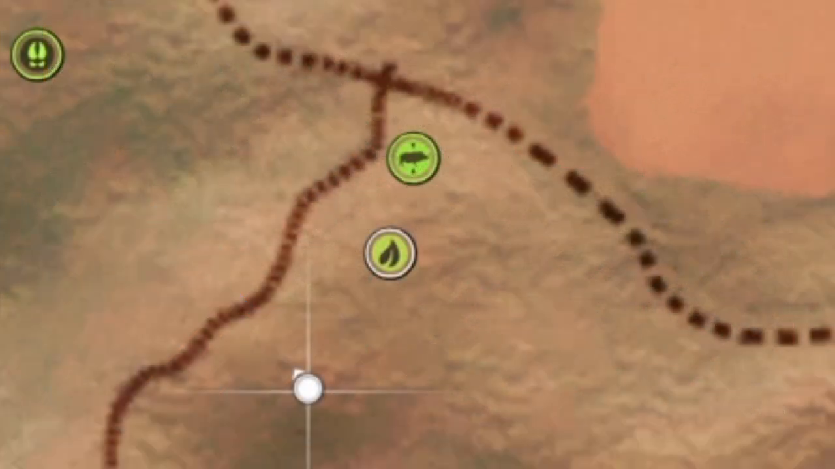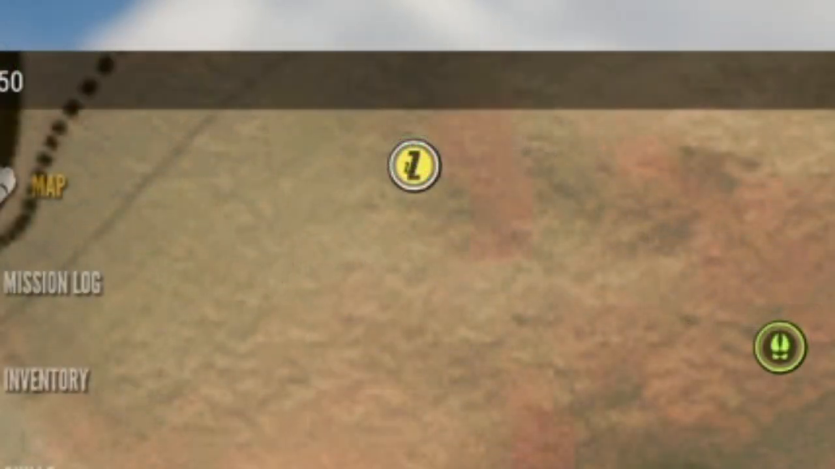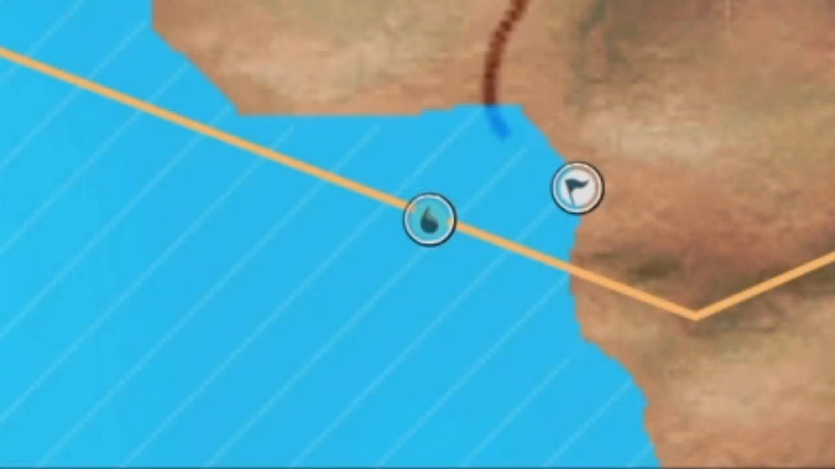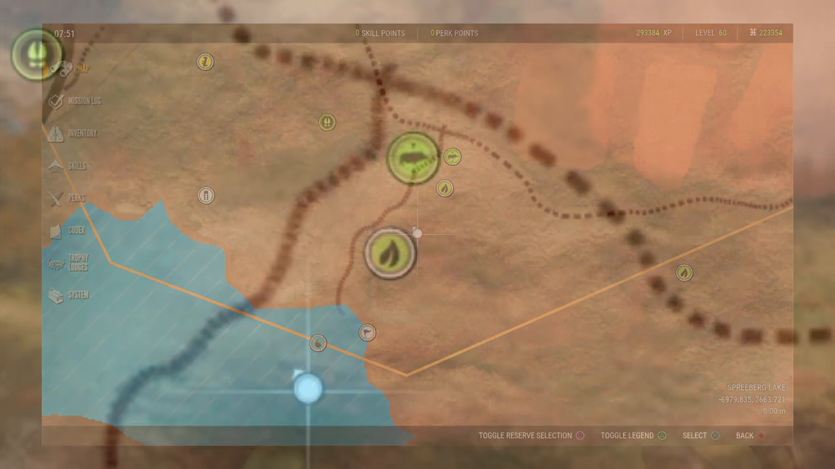Well, first let's look at this little green leaf. That's a feed zone, and that's how we identify that on our map. This next one here, this little yellow circle with a Z in it, it's a rest zone. And then finally this blue circle with a little drop in it, that's a drink zone. So now that we can identify these three different zones on our map, how can we identify them when we see them in their tracks?